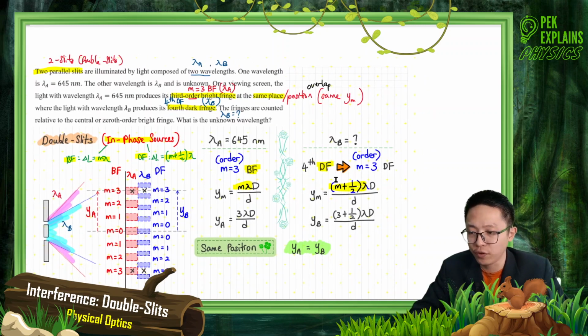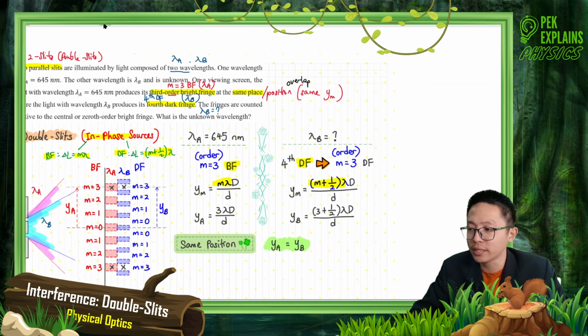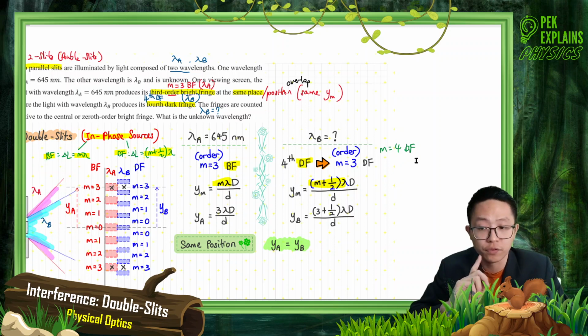So for the fourth dark fringe, isn't it? It is the fourth dark fringe, fourth order. Is it the fourth order? Is it the fourth dark fringe? The fourth order dark fringe?